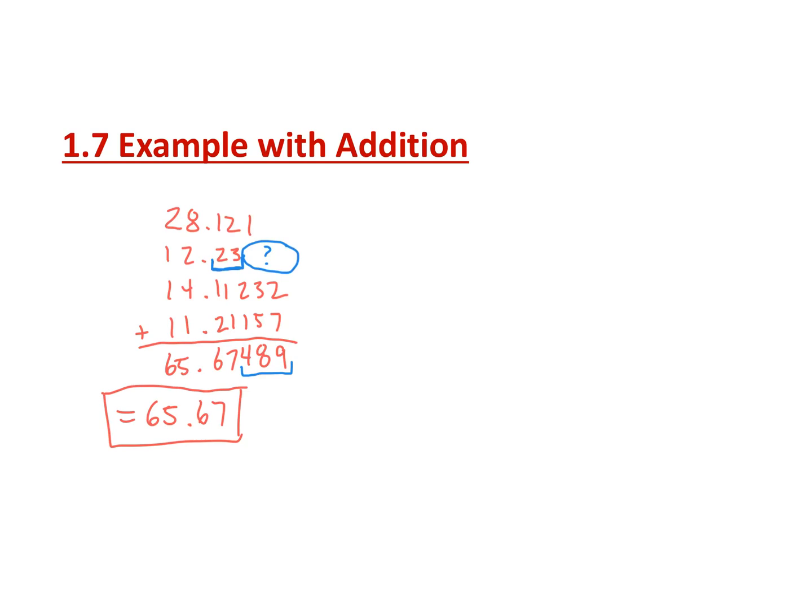So in addition and subtraction, we're going to look at what number has the fewest number of decimal places, and we're going to use that when we report our final answer. Again, I would go through the calculation first, and then after you get the calculation, then think about how many significant figures should I report. We're going to do an example with multiplication a little bit later.